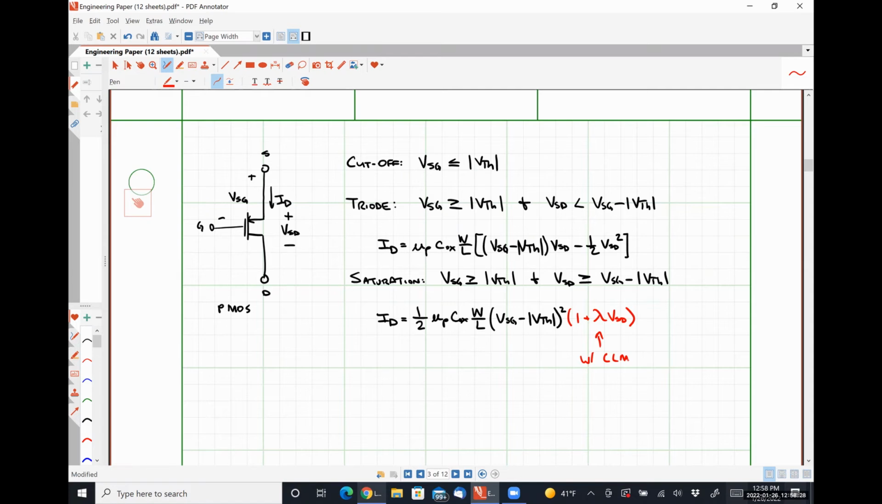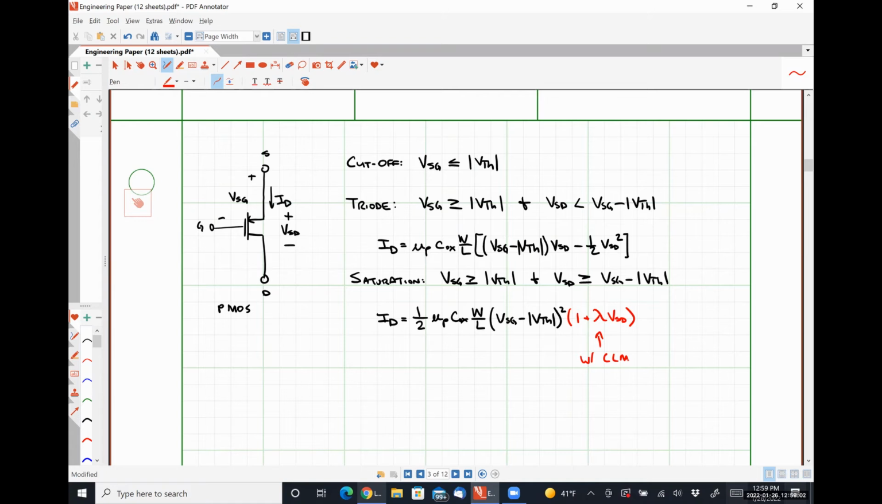The last variable, is it DS or SD? This guy right here, SD. So the channel length modulation term is always dependent on the drain source voltage. For a PMOS, it's VSD. For an NMOS, it's VDS. So effectively, this is telling us how much we've pinched off our channel. So it's dependent on VSD.